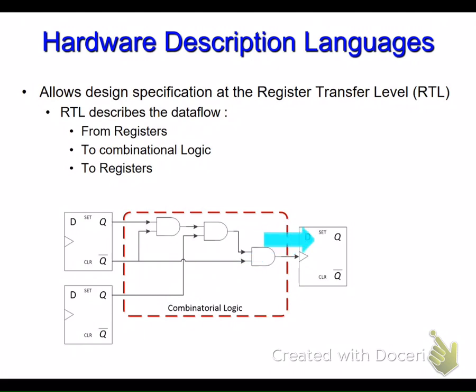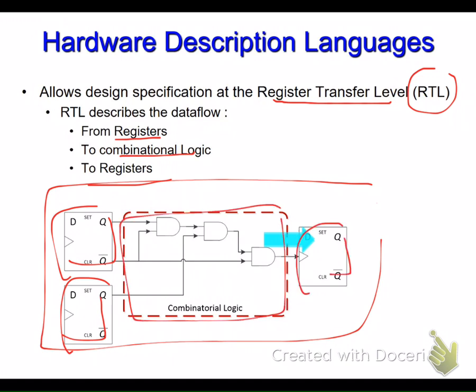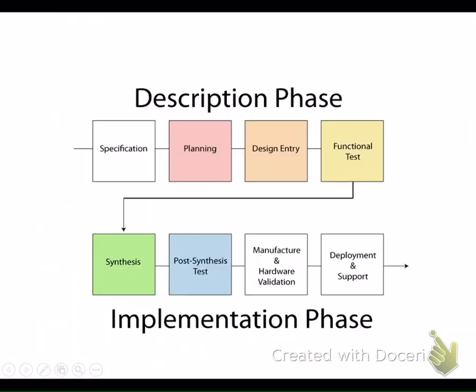So what we will do is specify at the register transfer level, what we call RTL. You can go from registers, through combinational logic, to registers. You can describe the whole system, or you can begin to describe just these blocks and connect them together, as we will see in class.